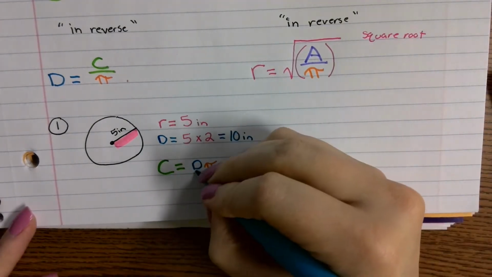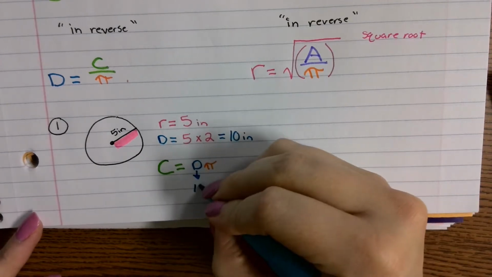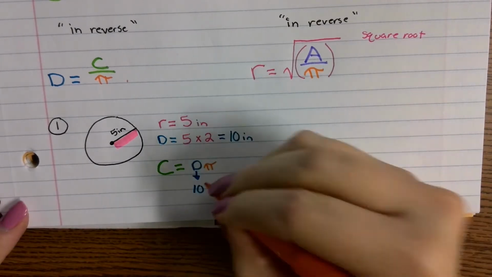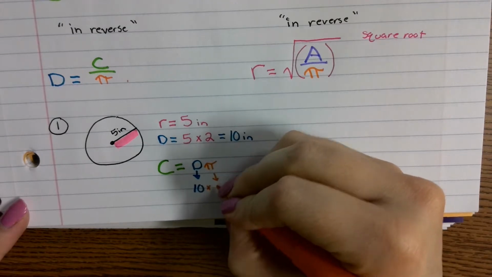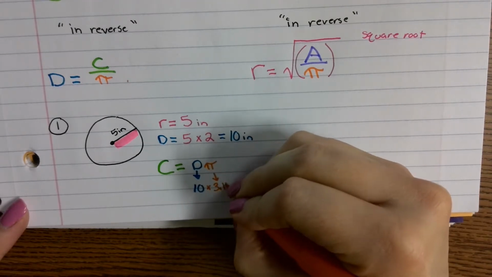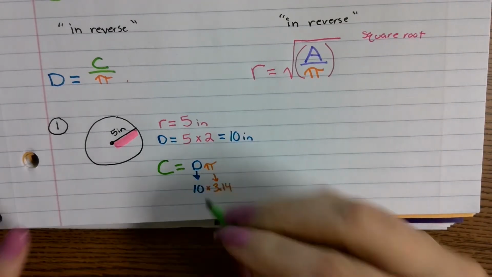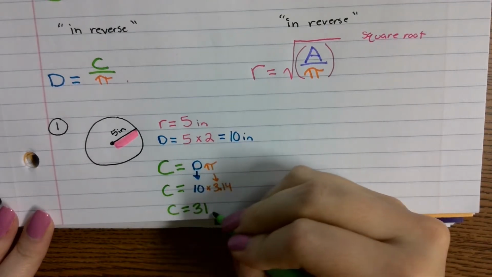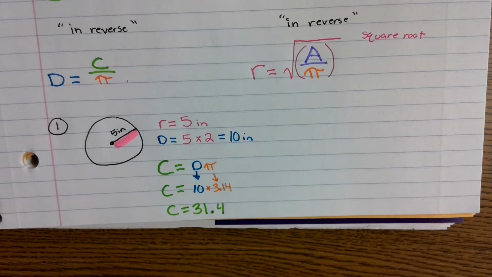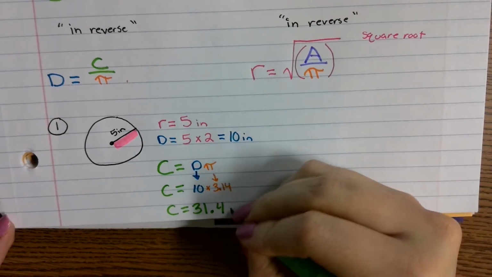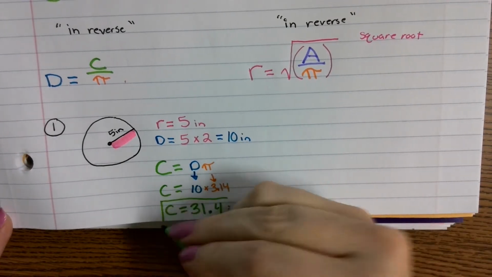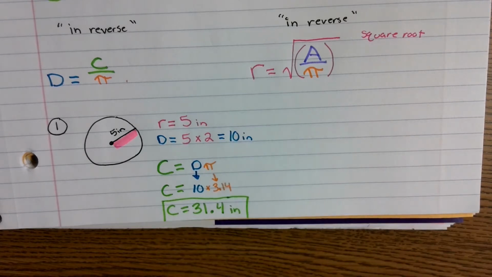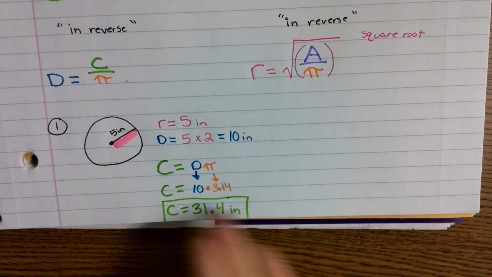So what was the diameter? 10. What is pi? 3.14. So all I have to do is take 10 and multiply it by 3.14, and then there's my circumference, which is 31.4. Don't forget your unit of measure, inches. So if it asks for circumference, boom, there's my answer.